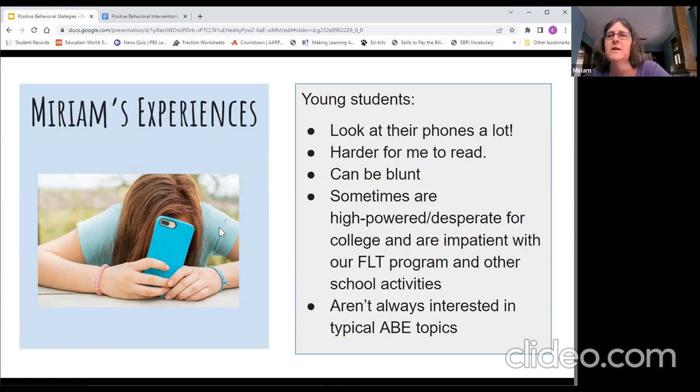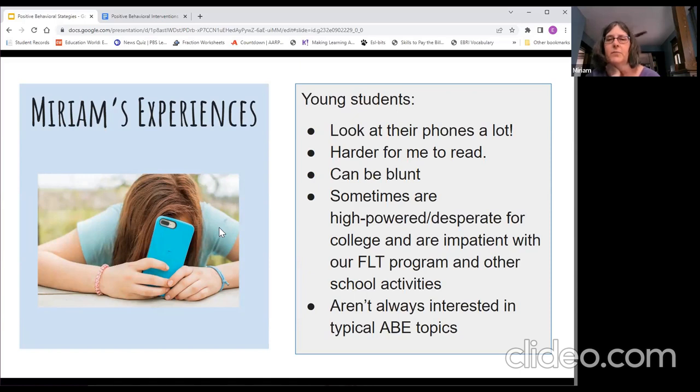I know that's minor, but it happens throughout the day. And I just don't feel like I have a good read on them. So just having students that I don't feel like I can pinpoint exactly why they're doing things is confusing for me. I've learned that sometimes younger students are more blunt, and that can be very refreshing. But sometimes it also takes me aback.